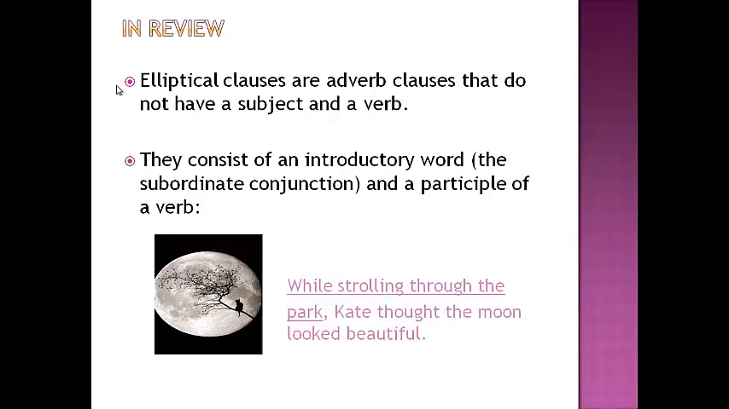While strolling through the park, Kate thought the moon looked beautiful. So my elliptical clause would be while strolling through the park. If I'm going to analyze that, then I would say the words that have been omitted would be Kate was. While Kate was strolling through the park, Kate thought the moon looked beautiful.